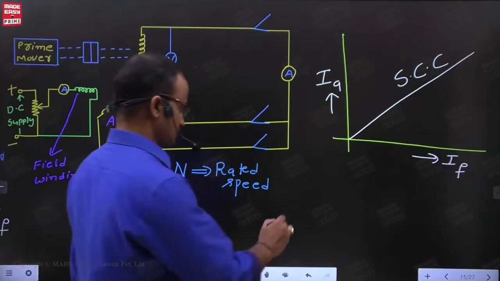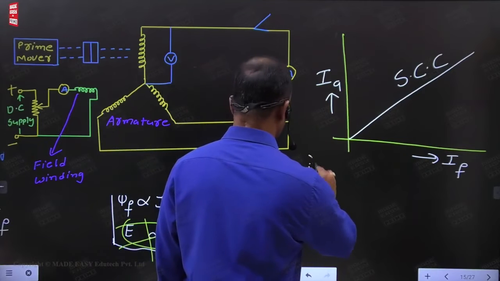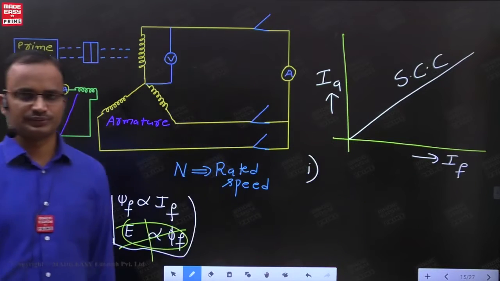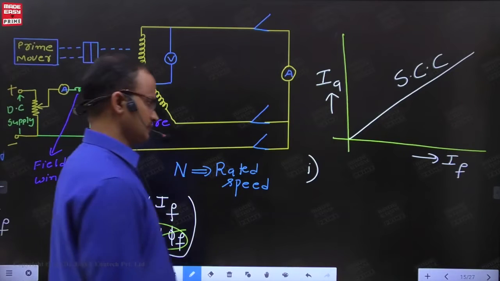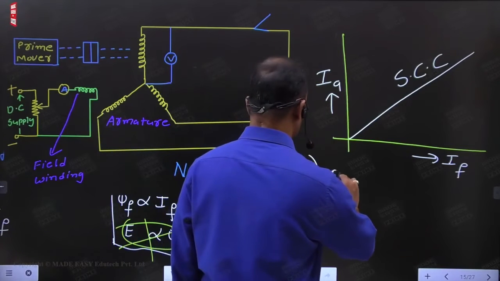Now in this one, let us see what the objective questions corresponding to short circuit characteristics are. The first objective question they are asking is, what is the power factor in the short circuit test?